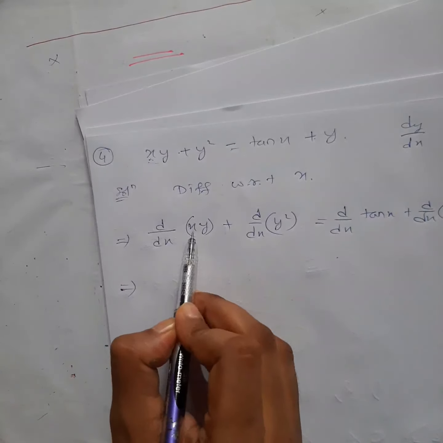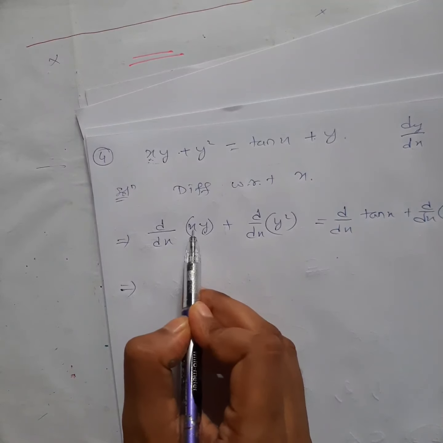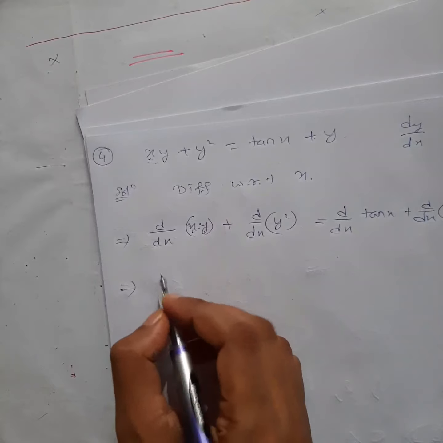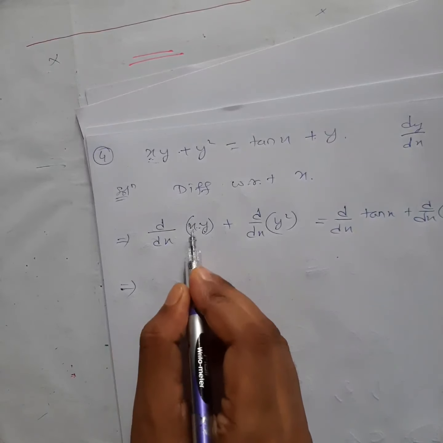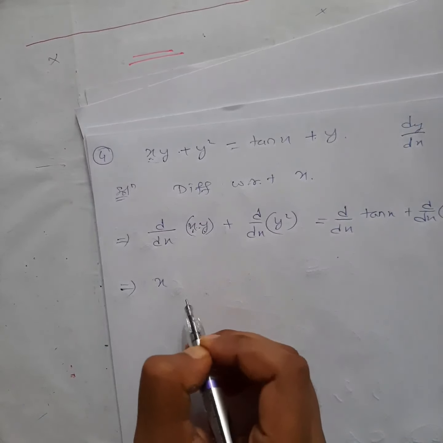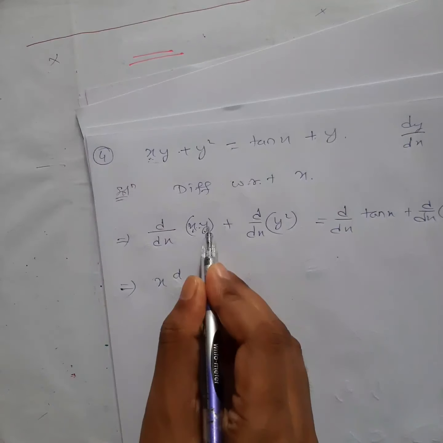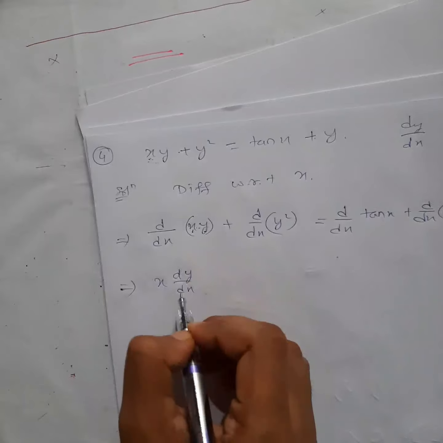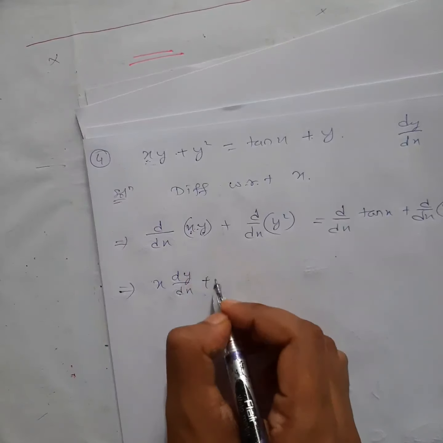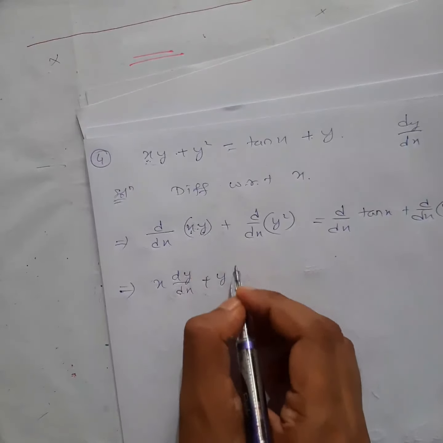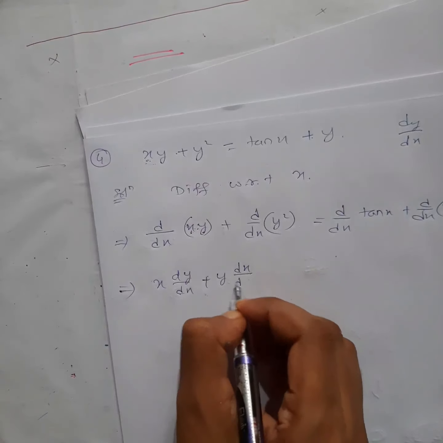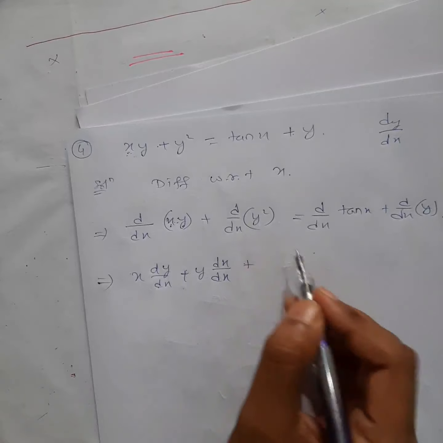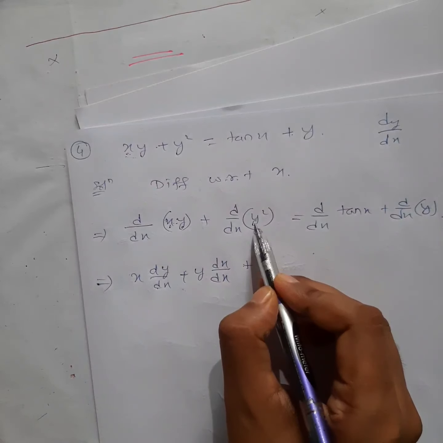Now see, this is of the form uv, right? Product is there, x into y, so uv form. So we will use that formula here. What you will get: one, you keep it as it is. So let me keep x as it is. Next you have to derive, so dy by dx, you differentiate y with respect to x, right? Next I will keep this one as it is, the other one I will derive with respect to x, dx by dx.